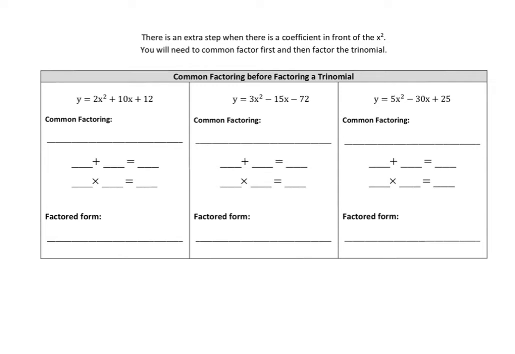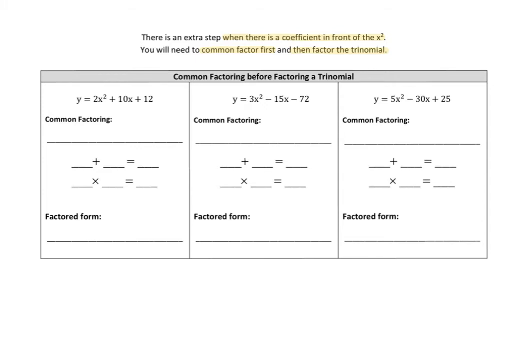Sometimes there'll be an extra step that we need to use before we can factor our trinomials. This will be the case if there's a coefficient out front of the x squared. When this happens, we will need to common factor first and then factor the trinomial. So let's look at our first example.